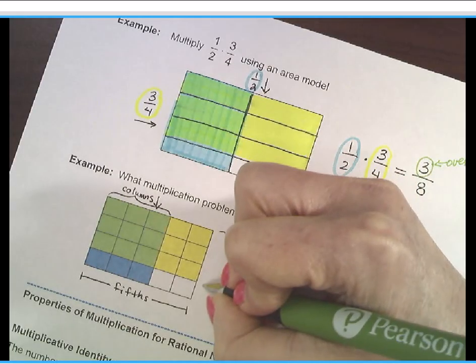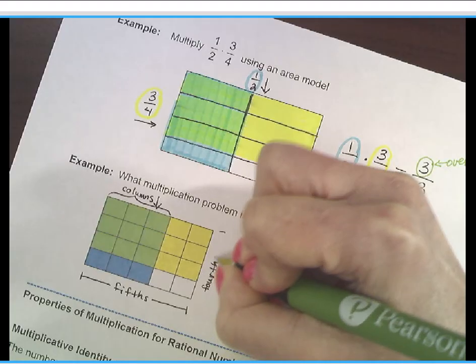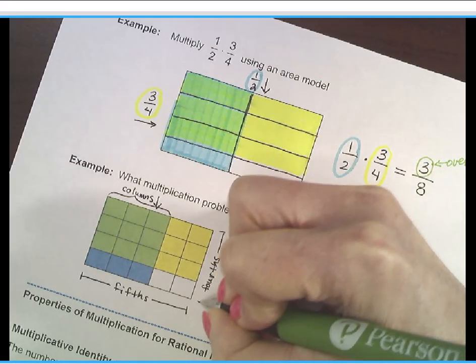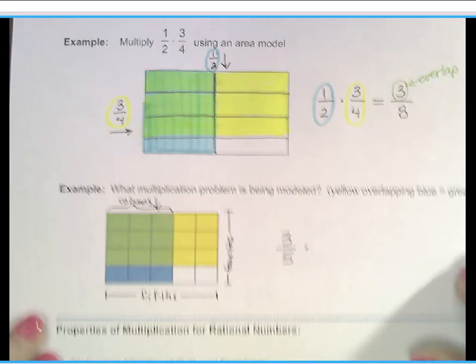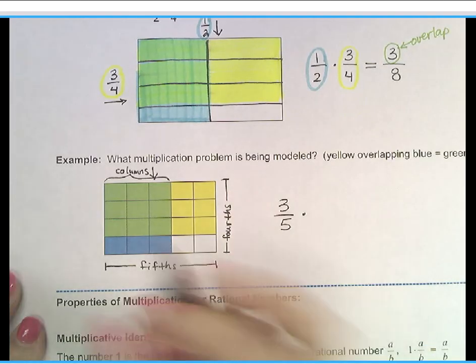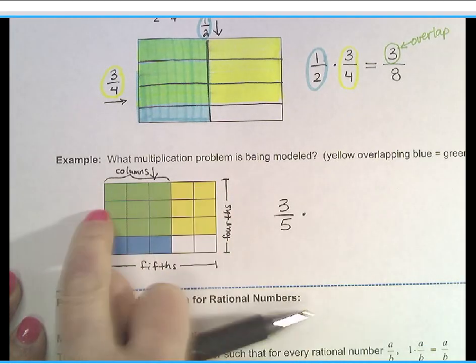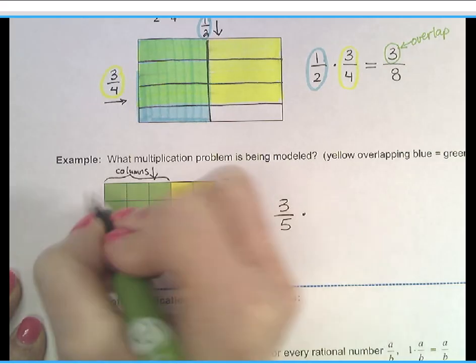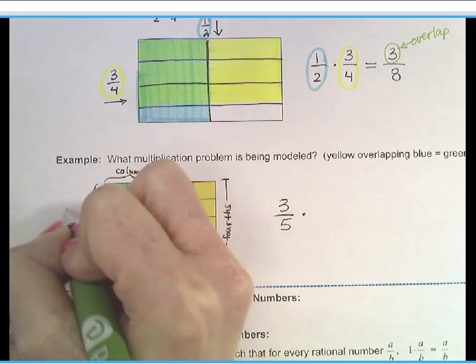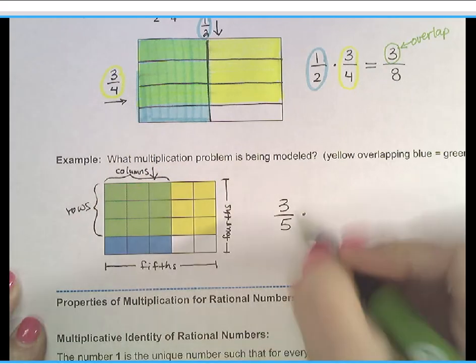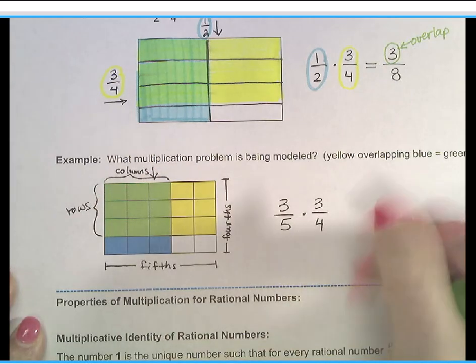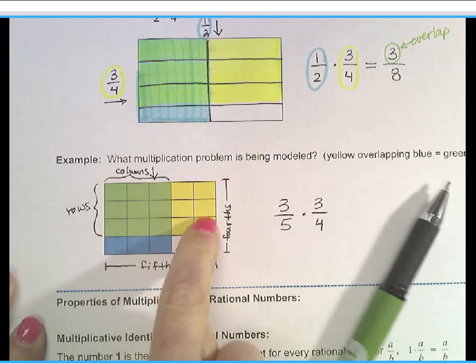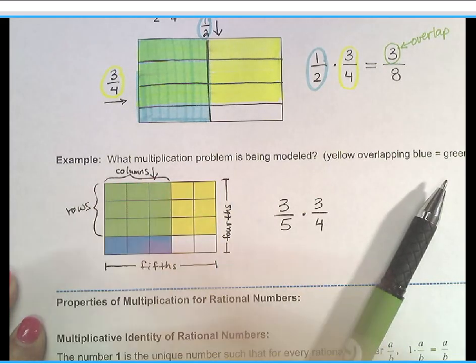And going the other direction, you can see if you count the rows, 1, 2, 3, 4, there's 4 rows. So this is going to be fourths. Let me turn my paper here. Fourths go in that direction, right? And if I look to see how many of them have yellow, 3 of them. 3 of those fourths have yellow. So those are the rows. So 3 of the 4 rows have yellow. 3 of the 5 columns have blue.